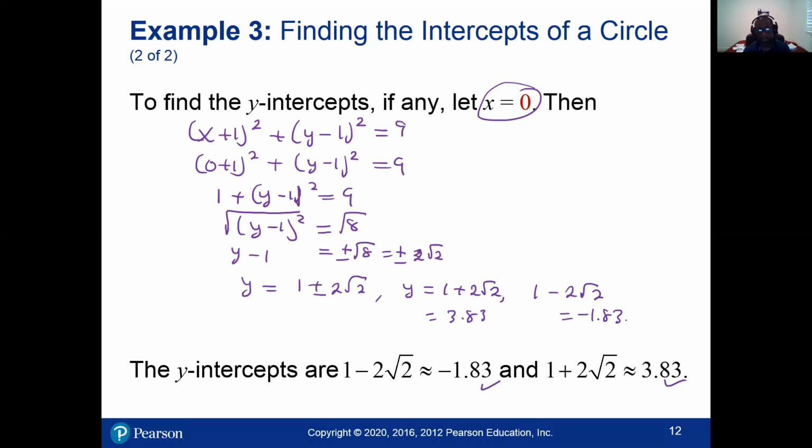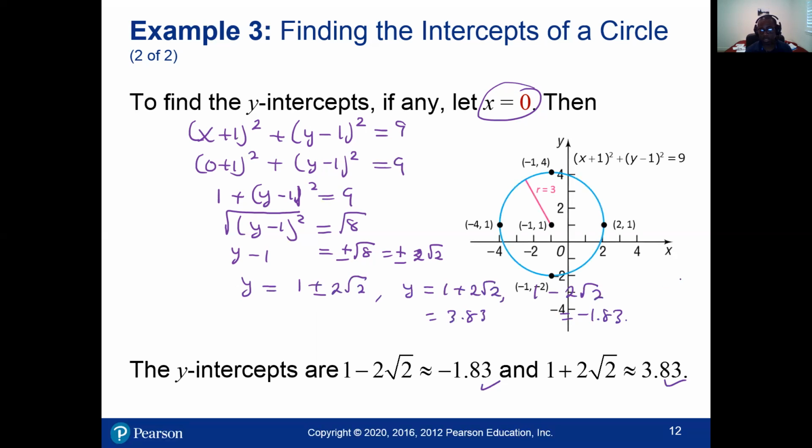All right. So we have the x and y intercepts. We can find them. We can know the center and the radius, and then you should be able to sketch what? The graph of the circle. Okay. So that gives us this equation, this graph.